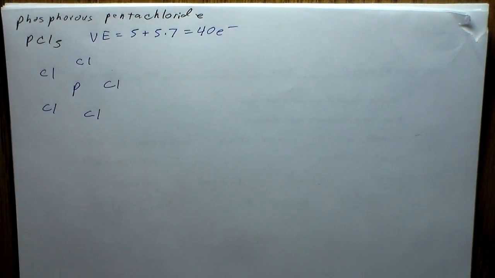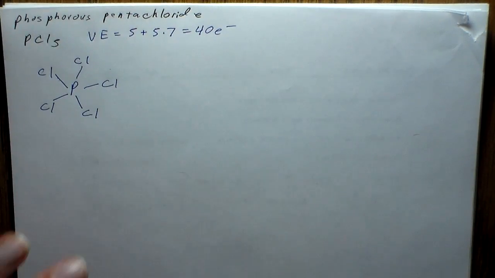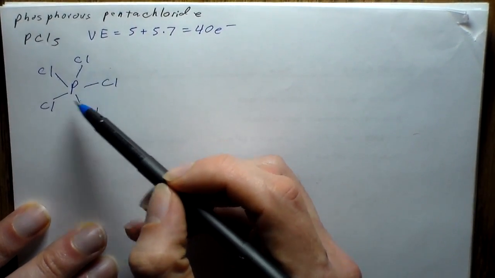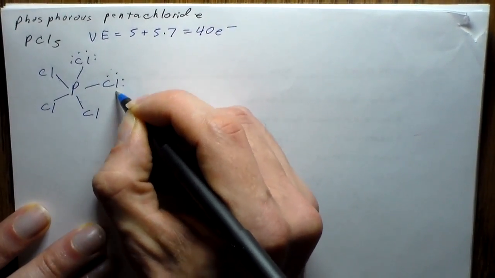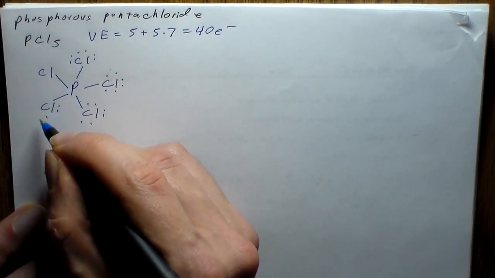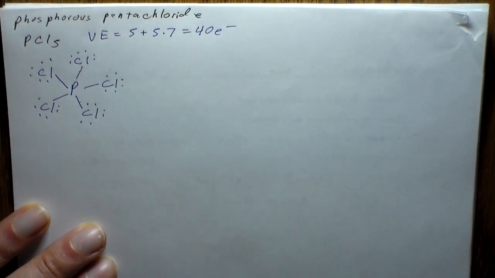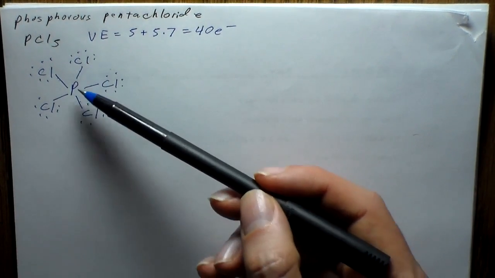And then we just put bonds between each of the phosphorus and the chlorines. And just remember each bond represents 2 electrons. And then we just put the rest of the electrons on the chlorines. So I have here 1, 2, 3, up to 40. And I don't have any electrons left over, so I don't have to put anything on my central phosphorus.